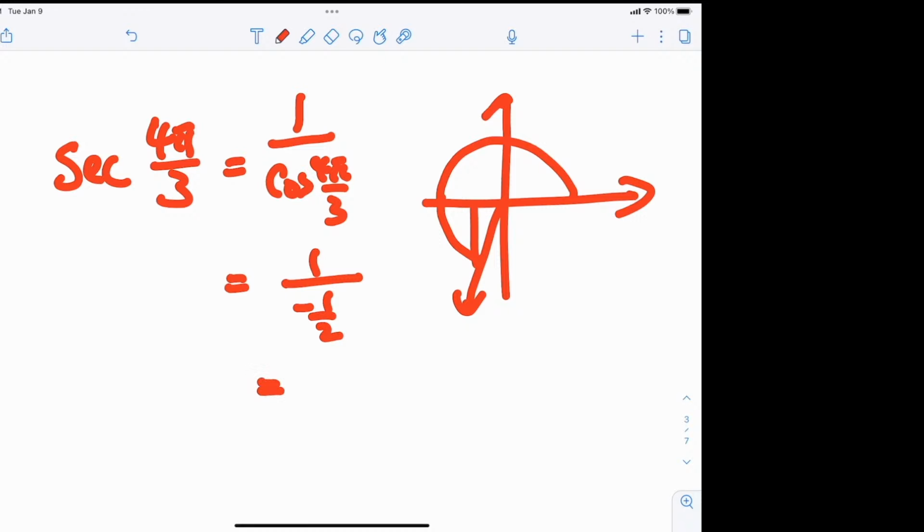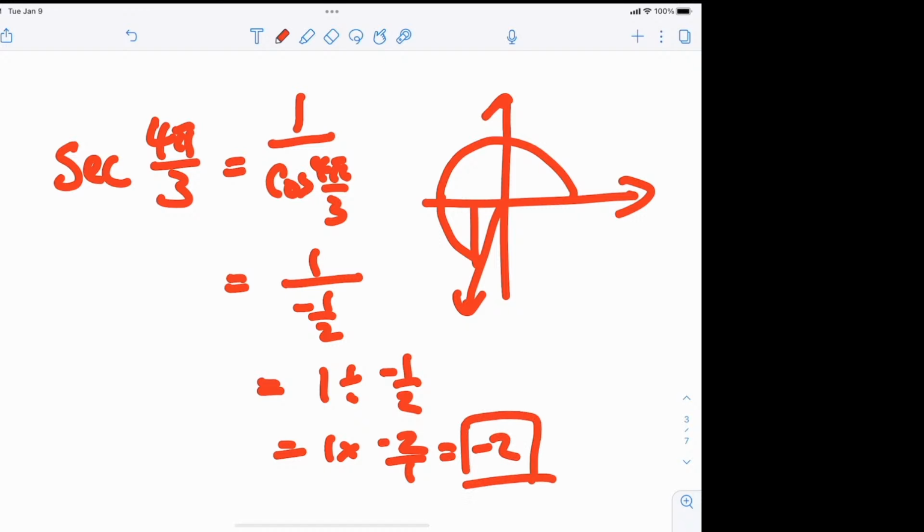Because it's 4 pi over 3. And that's equal to 1 divided by negative 1 half. So the 1 times negative 2 over 1. So negative 2. Is that what you guys say? Yeah. Negative 2? Okay, good. That's how you get it right.